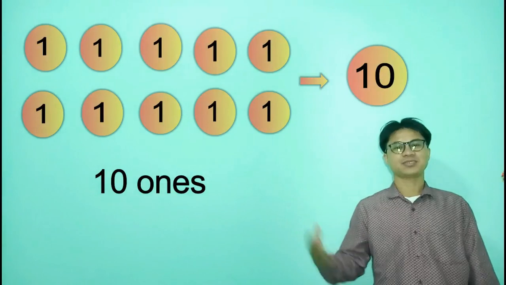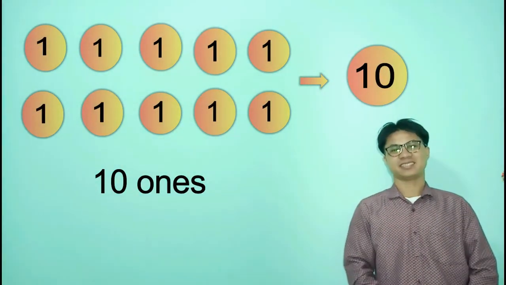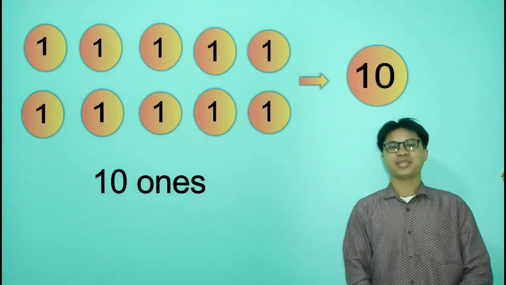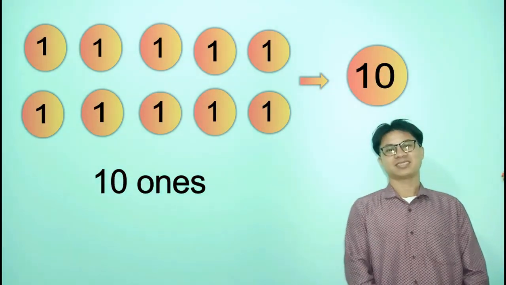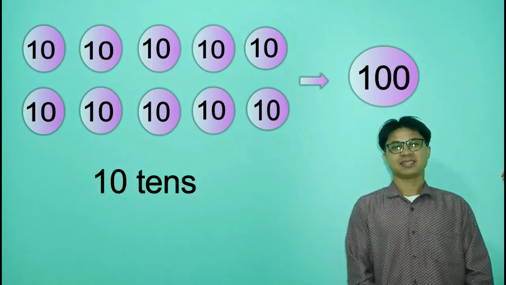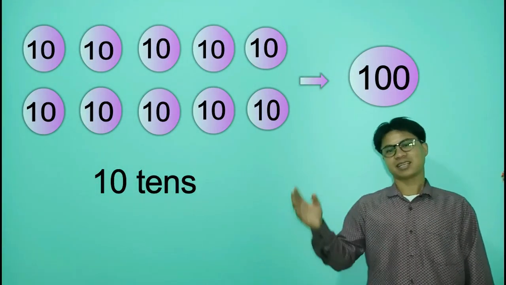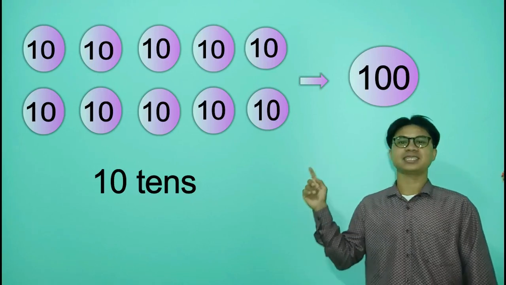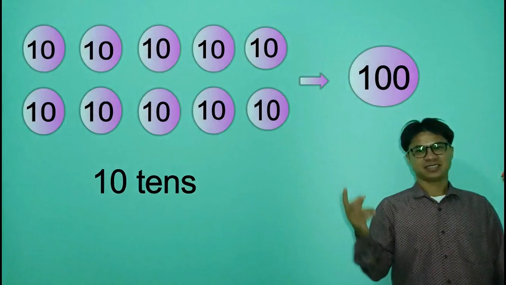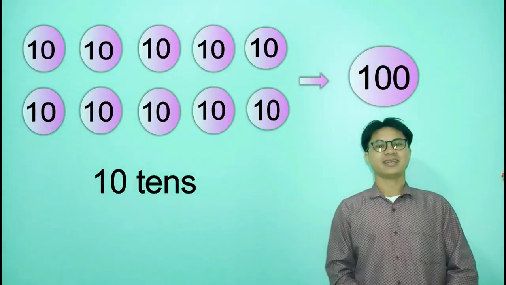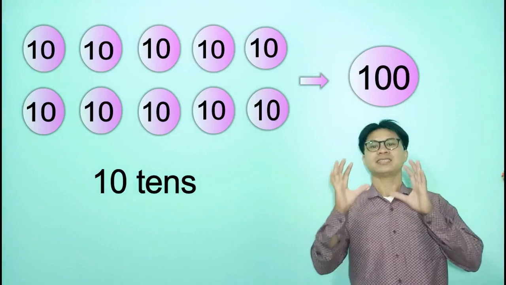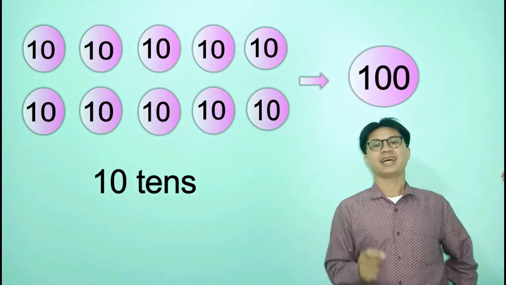Okay, look at here. Let's try to count and read these numbers here. So you can see here how many number one here. So you can see there are 10 ones. Next, how about this? How many tens here? So you can count here, 1, 2, 3, 4, 5, 6, 7, 8, 9, 10. So if you add these 10 tens, the answer is 100. So if there are 10 tens, so the total is 100.